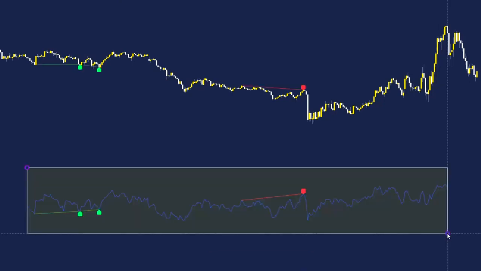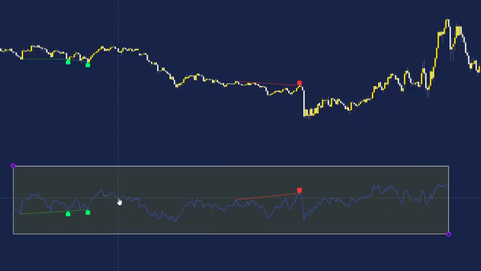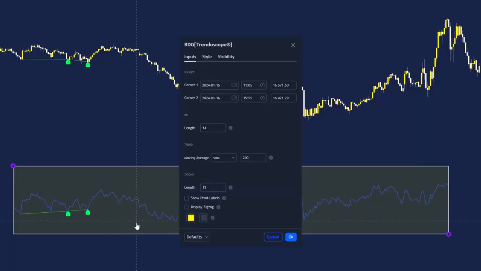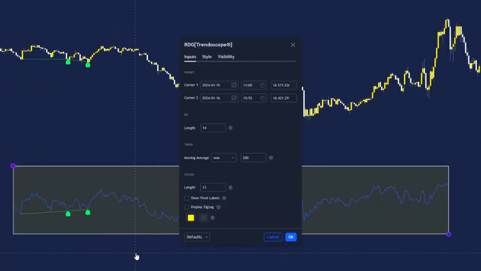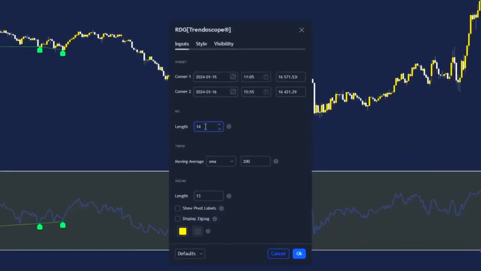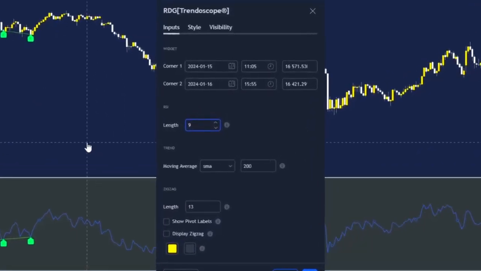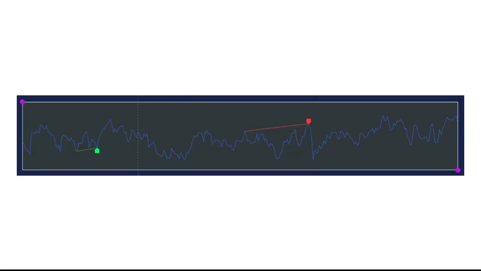Now that we've decided the location of the indicator, we can now change its settings. Double click and open the Inputs tab. From here, we are going to change the RSI length. Because we are trading on the intraday chart, aka the 5-minute chart, let's change the length down from 14 to 9. This will optimize the results for the overall buy-sell trade entries. And now that we have our strategy trigger added, let's look at the next indicator.